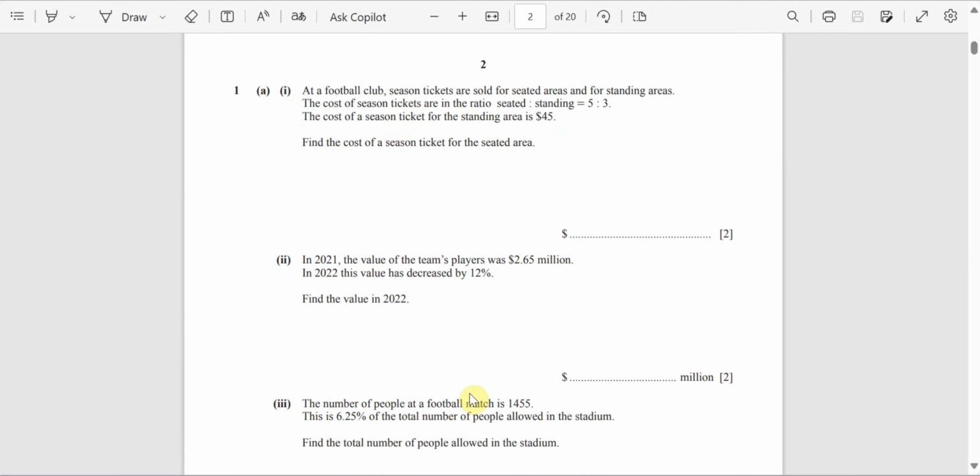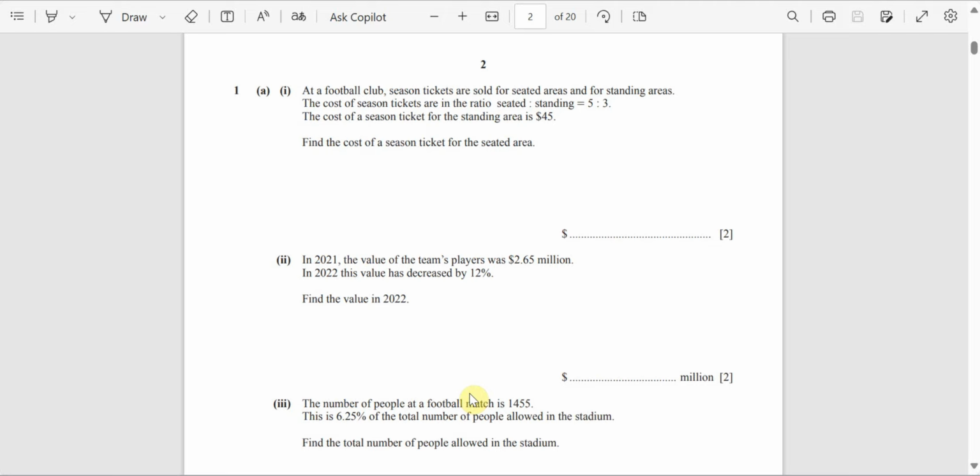Question 1. At a football club, season tickets are sold for seated areas and for standing areas. The cost of season tickets are in the ratio seated to standing equals 5 to 3. The cost of a season ticket for the standing area is $45. Find the cost of a season ticket for the seated area.